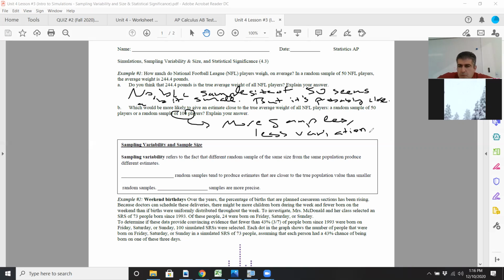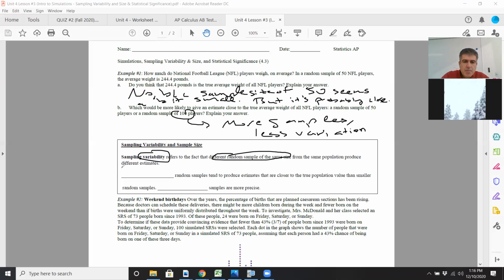Now, of course, you don't want to sample too many, because then you might as well just average everybody. So it's kind of a fine balance. So, sampling variability and sample size. Sampling variability refers to the fact that different random samples of the same size from the same population produce different estimates. Okay, so variability means change.